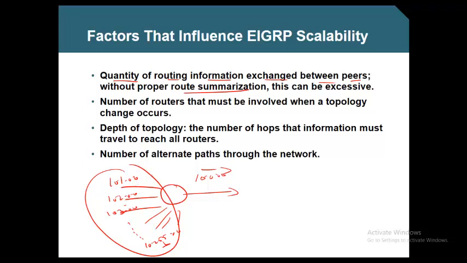So summarization definitely reduces not only the bandwidth on the receiving router, but also the space the routing table consumes, that is the amount of bytes the routing table is going to consume, will be reduced. Not only that, the CPU utilization will also get reduced. So summarization is very good.